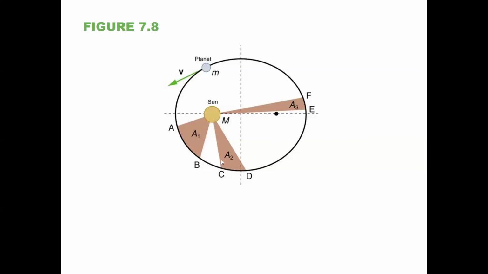The distance differs because the closer you are to the sun, the faster you will move. So AB is closest to the sun. So the planet is going to move really fast from A to B. Then from C to D it is going to move moderately fast. But E to F is going to go really slow because it's really far away from the sun.